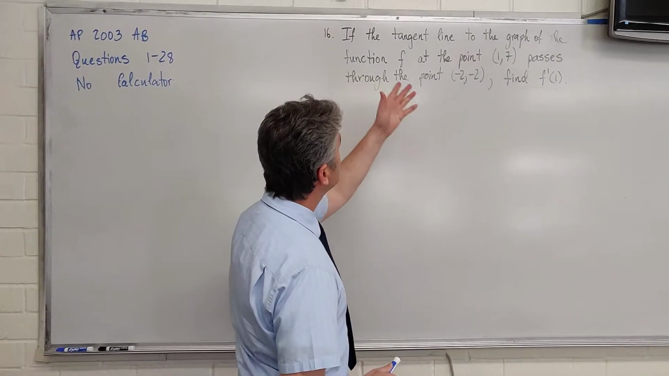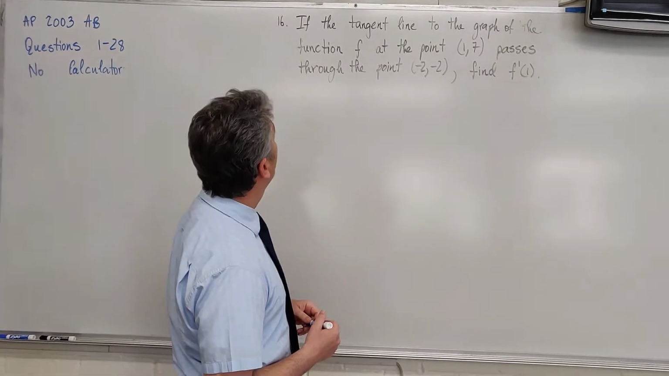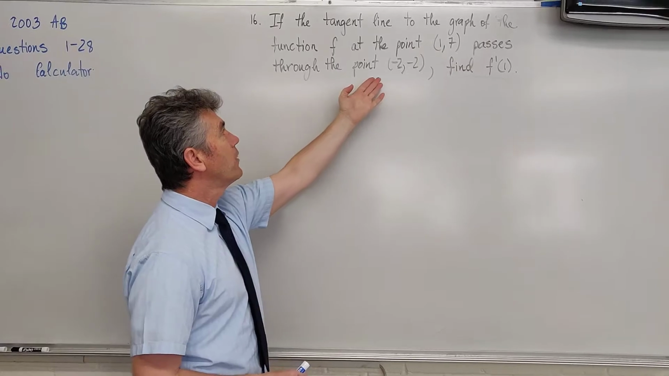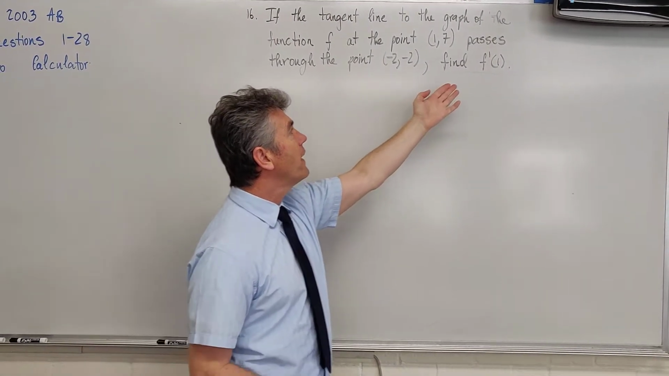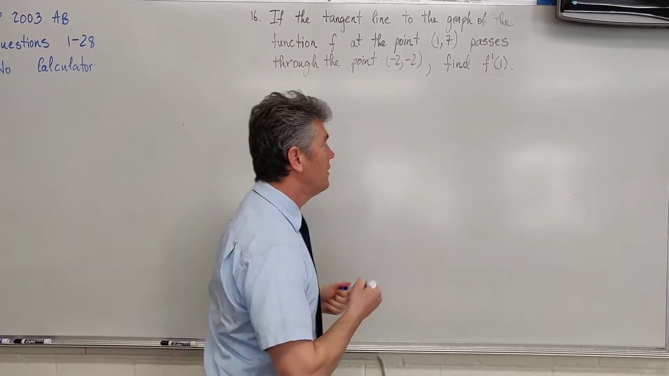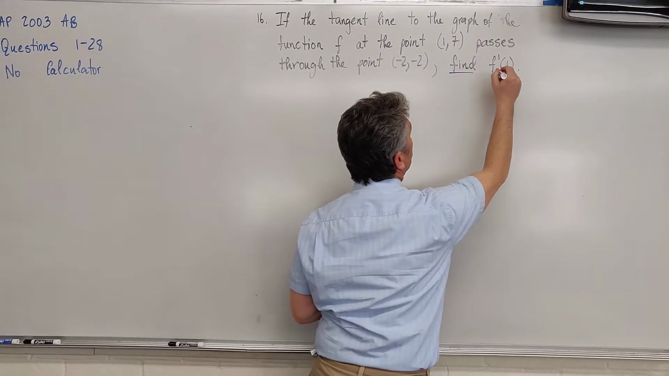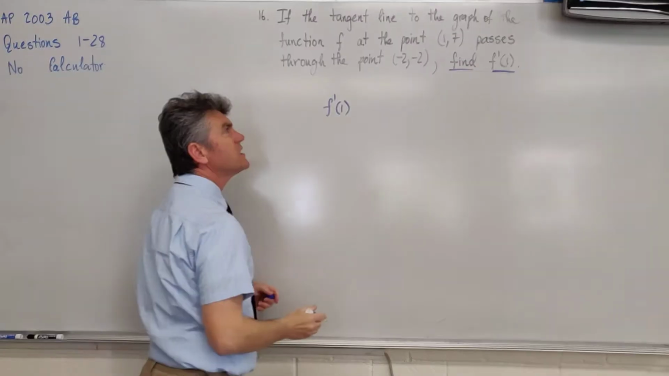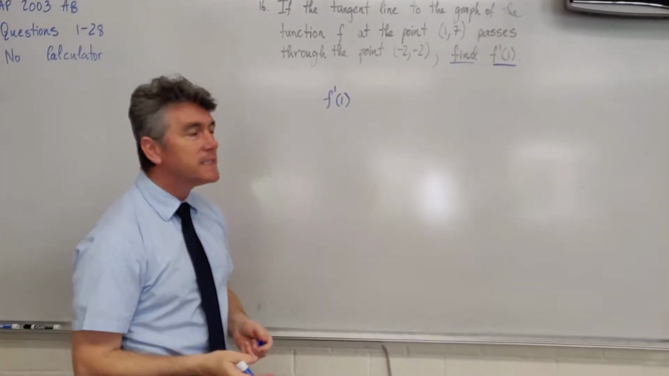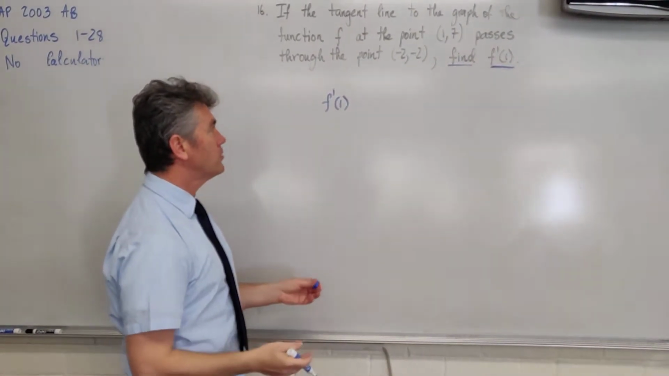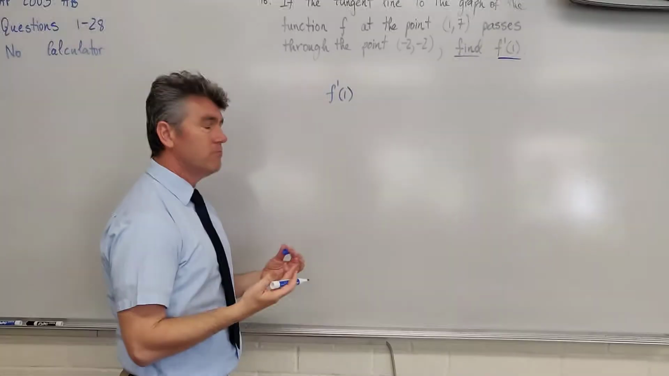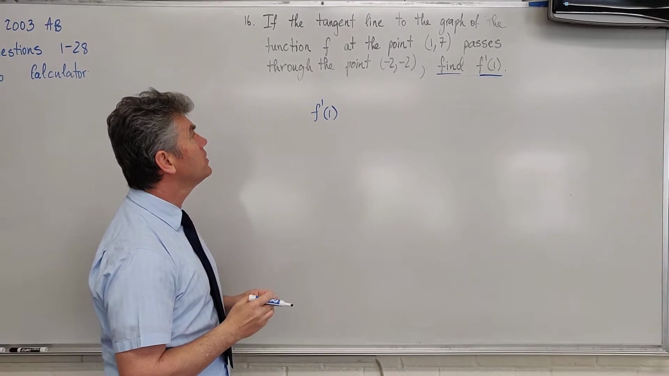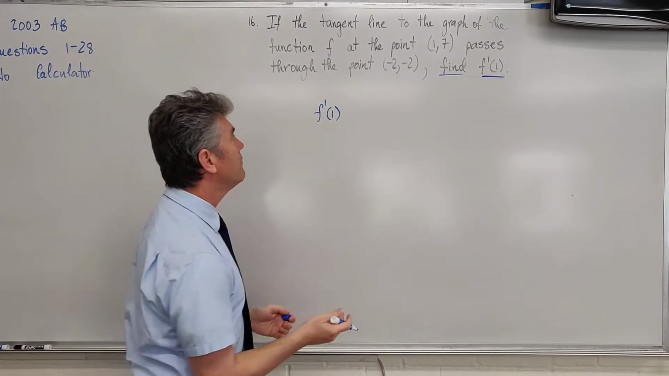You are told, if the tangent line to the graph of the function f at the point (1, 7) passes through the point (-2, -2), find f prime of 1. So what do we need to do? We need to find f prime of 1. This is a conceptual question. By no means is this a hard question. So they're asking this question to see whether you understand what f prime of 1 means.